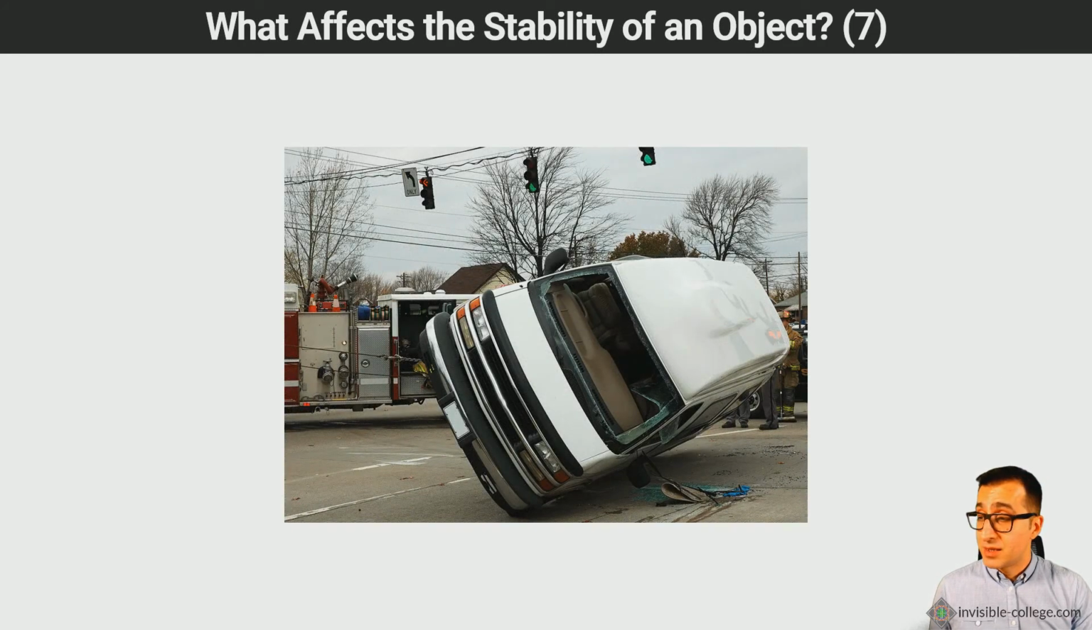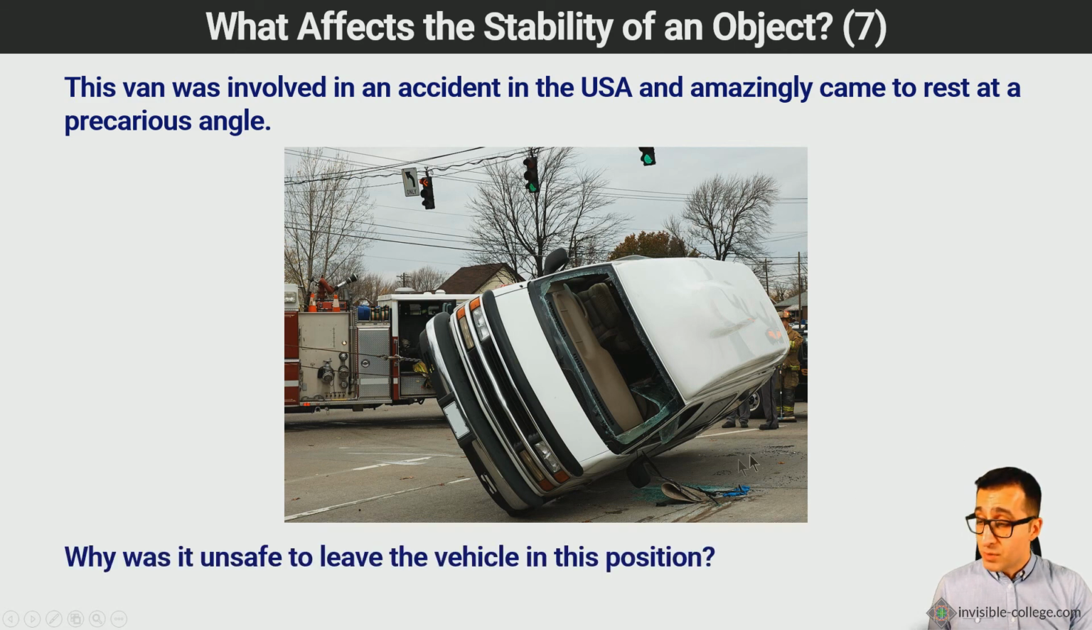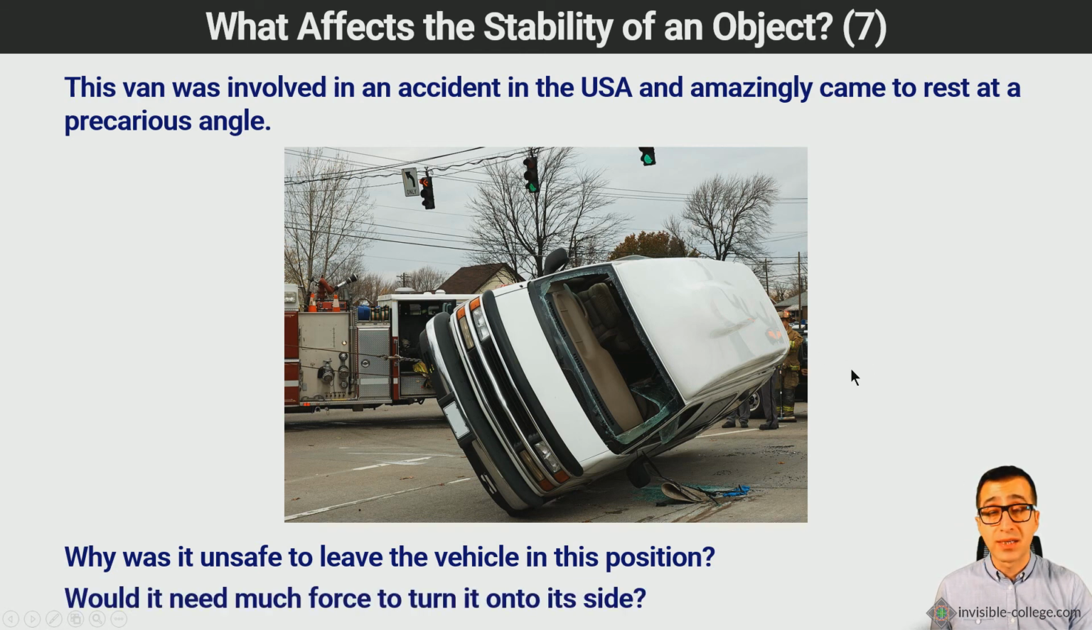This is a photograph of a van that was involved in a real accident. Luckily, the passengers were fine, but the van ended up at this incredibly precarious angle. It's balancing on these two wheels, and it's not falling over to this side or falling over to the left. So why was it unsafe to leave this vehicle in this position? And would it need much force to turn onto its side here?